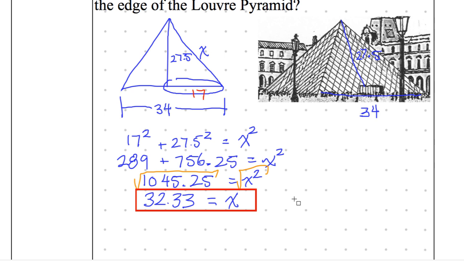Today's lesson was all about trying to find that hidden right triangle. You all know how to find hypotenuse and legs once we have the right triangle, but the hard part is finding that right triangle. No more questions?